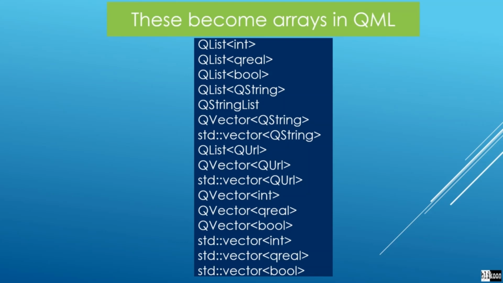There are many list and vector types in C++ that are represented by arrays in QML, and we have a list here, a list of integers, all these different lists, the vectors, the standard vectors, and all these things here are transformed to arrays when they get to QML. We're going to create a Qt Creator project and play with this.